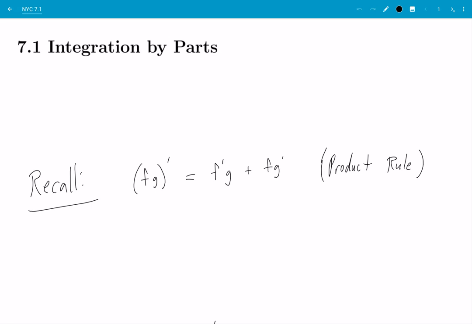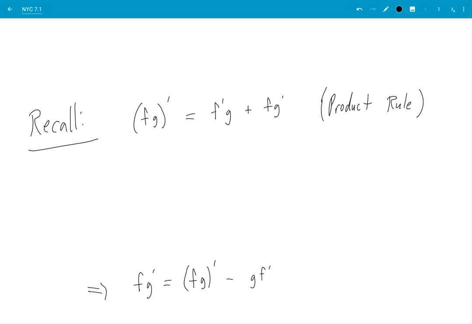Integration by parts. So we're going to start with the product rule and derive a nice little formula that will help us with certain integrals. So product rule, rearrange things, solve for this term. That's what I did. And I rearranged these two factors.